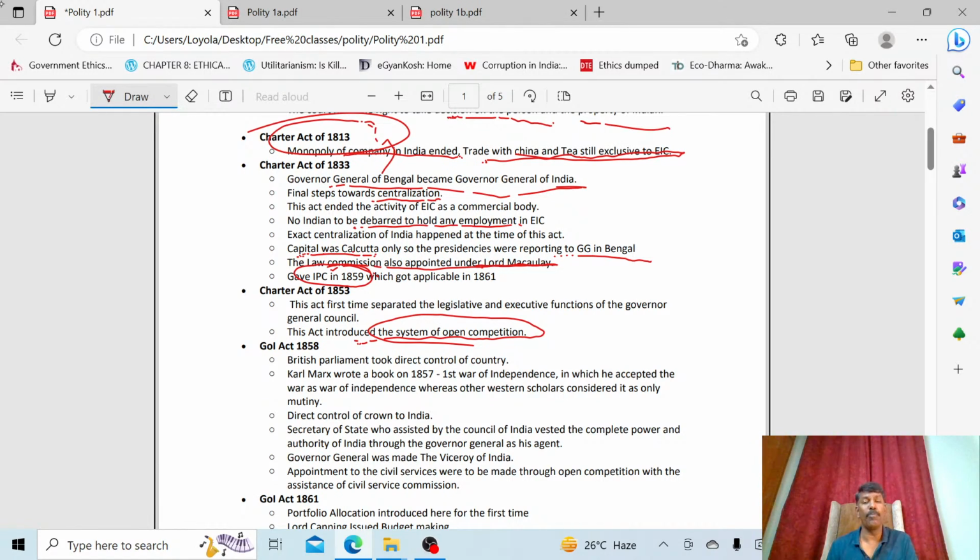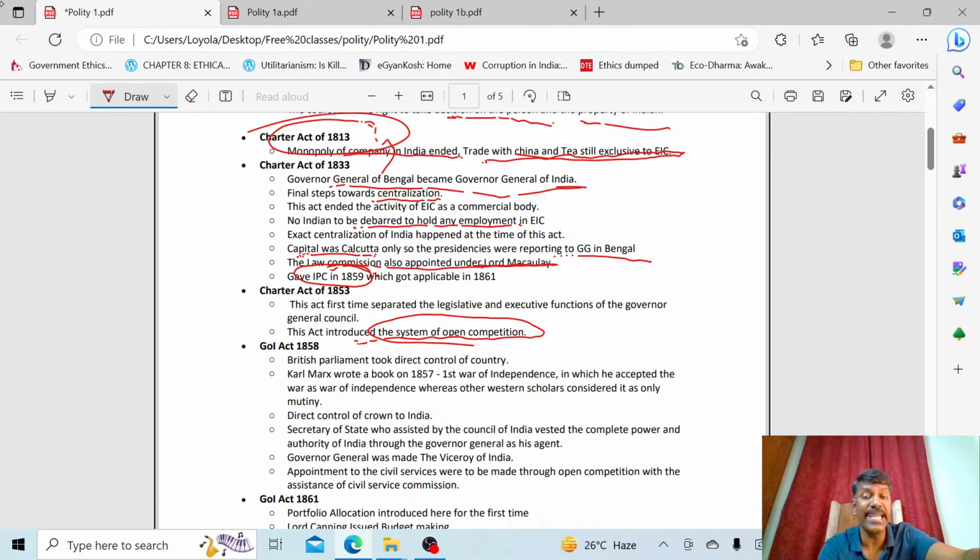Even though the 1853 Act gave the provision of open competition, it was not introduced until the British Parliament took direct control through the 1858 Act. That is one side. The second important side is that later the United Kingdom also adopted the process of civil service recruitment through open competition.